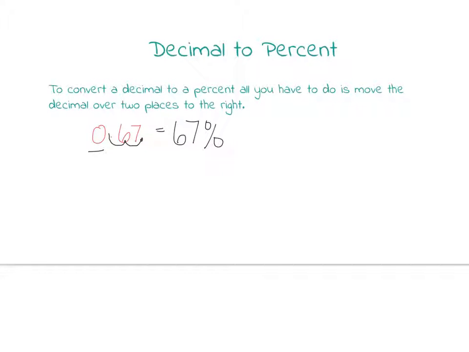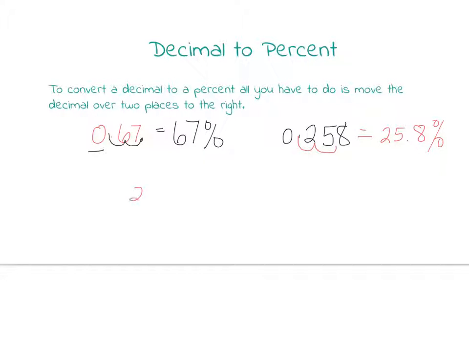Let's look at another example. What if I have 0.258? The rule still applies, and I move my decimal 1, 2 places. So that becomes 25.8%. And one last example.